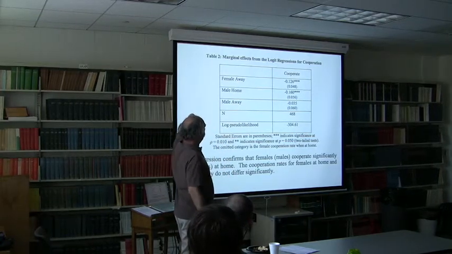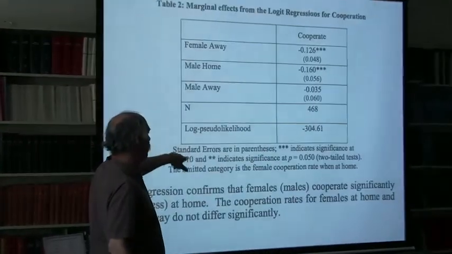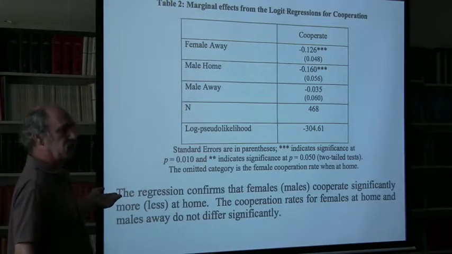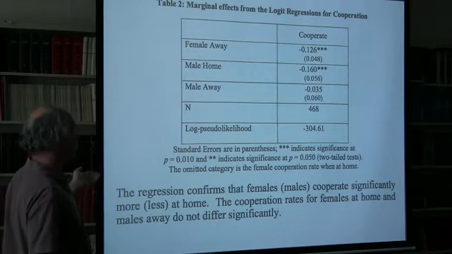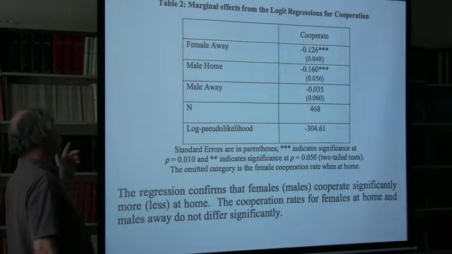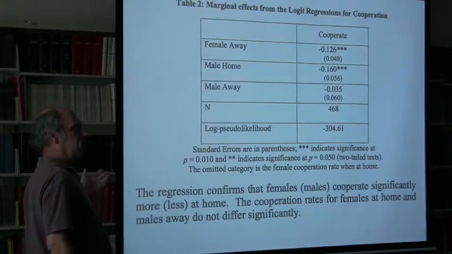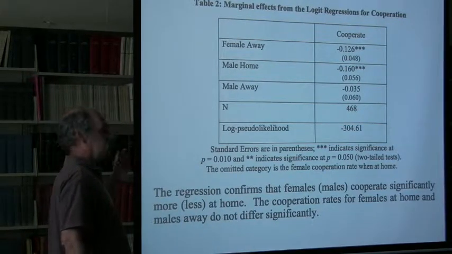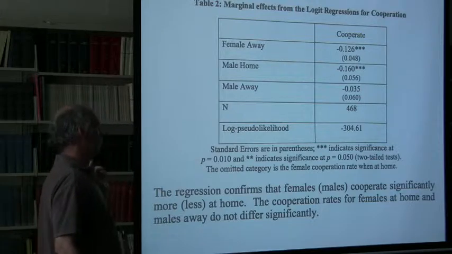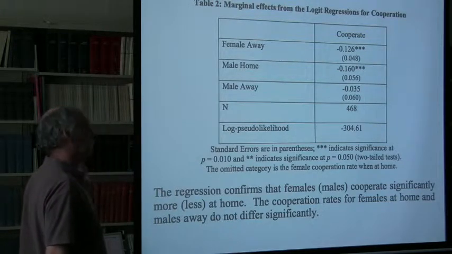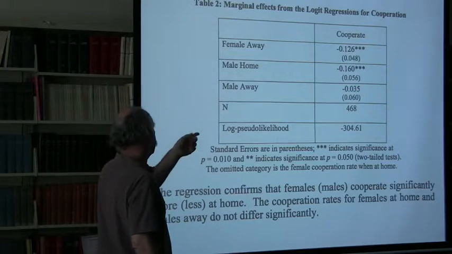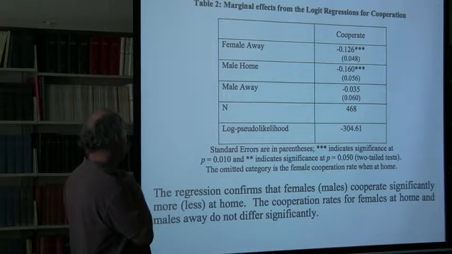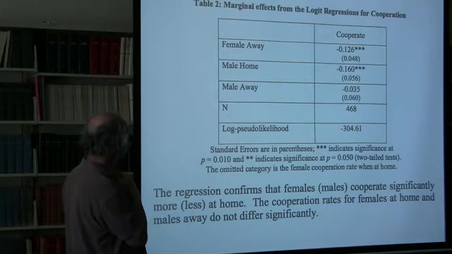There's a marginal effect. The base case is female cooperation rate at home. Females away cooperate 12.6 percentage points less when they're away. Males at home cooperate a lot more than females do at home. Males away, the rate isn't significantly different from females at home, okay? That's all the regression really says. N is 468, that's 234 times 2, because everybody made a choice twice. I think that we control for that as well.